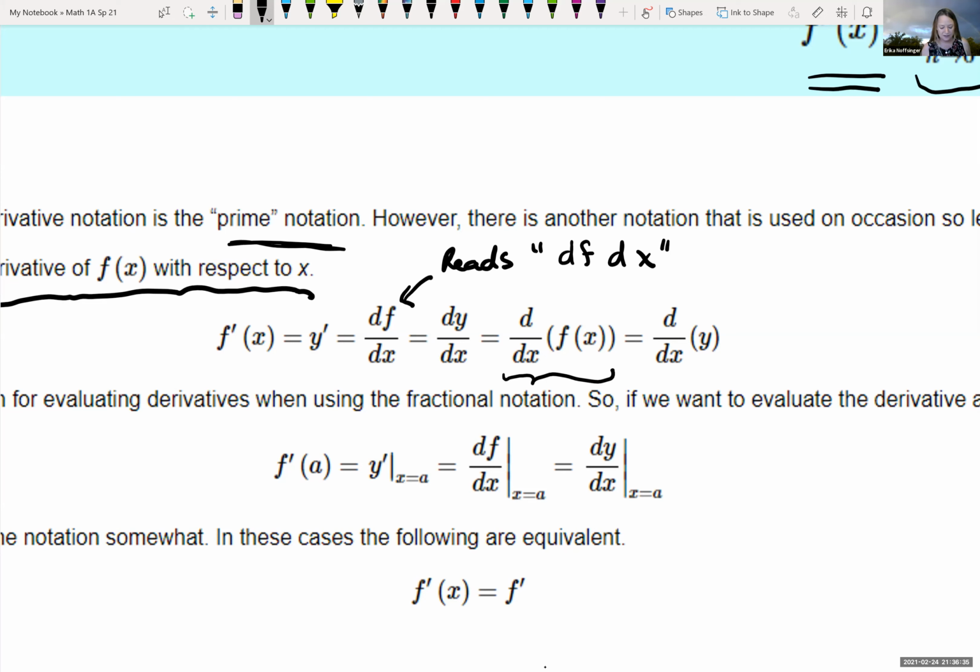Sometimes when we're dealing with function notation, we actually don't put that x in there anymore. We could just call it f. So f prime of x, if you see it as just f prime, they mean the same thing.